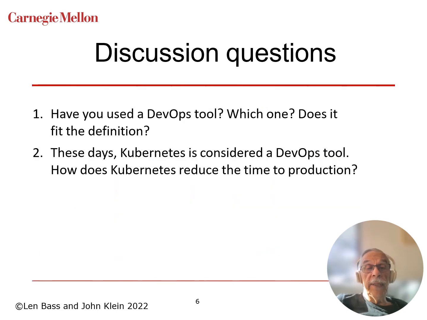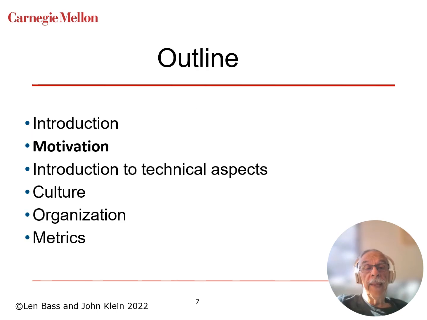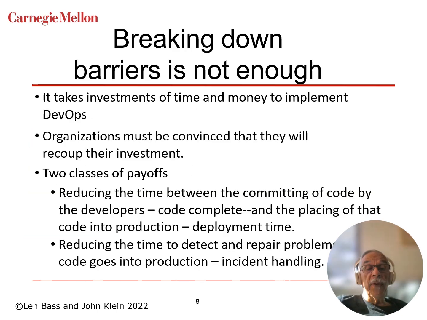Just questions for offline discussion. Have you used a DevOps tool? Which one? Does it fit the definition of speeding things up? These days, Kubernetes is considered a DevOps tool. It wasn't originally when it was developed. But how does Kubernetes reduce the time to production? What is there specific to Kubernetes that makes it easier or faster for systems to go into production? So let's talk about the motivation.